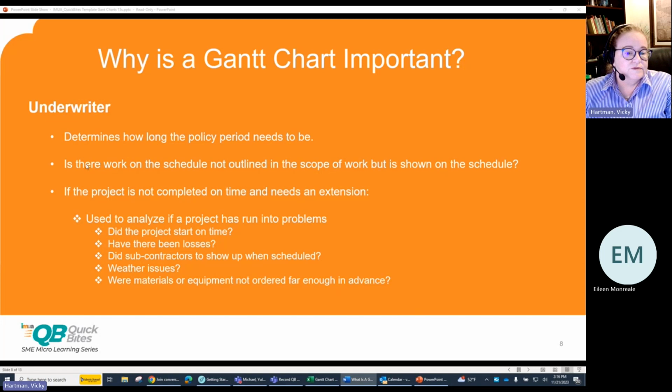As a builder's risk underwriter, you should get a copy of the Gantt chart with the initial submission. If the project needs an extension, you need to get a current copy of the Gantt chart and compare it to the original to get insight into what caused the delay. For example, did the project start on time, or was there a delay in getting permits to start? Have there been losses that have pushed the project back? Were there issues getting subcontractors to show up when scheduled? Were there weather issues such as too much rain? Did they not order enough materials far enough in advance? Or was it just poor planning on the general contractor's part?